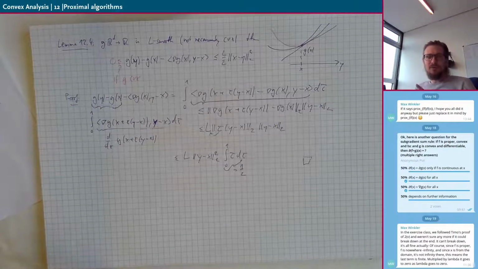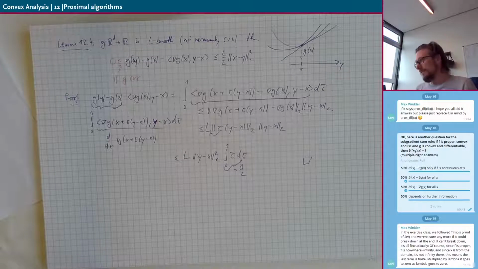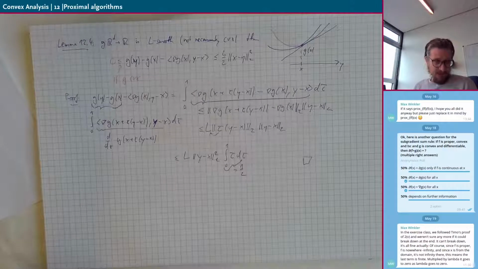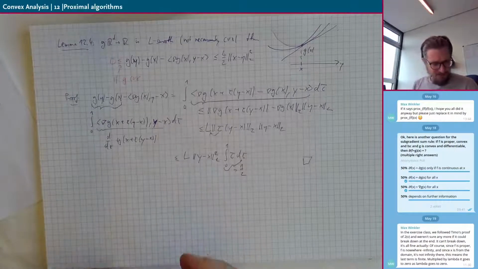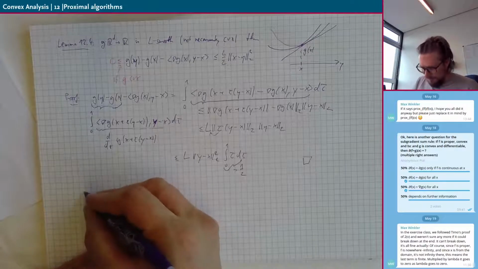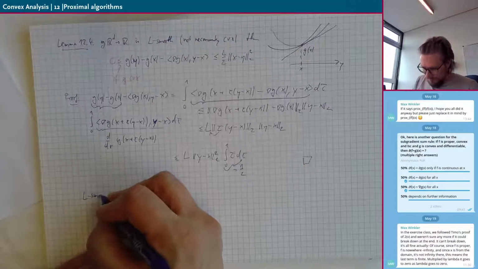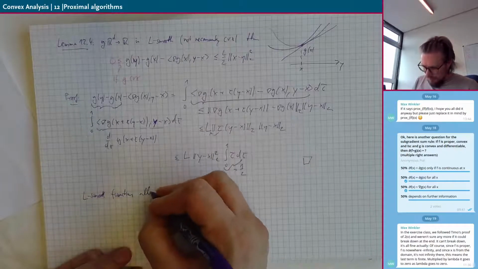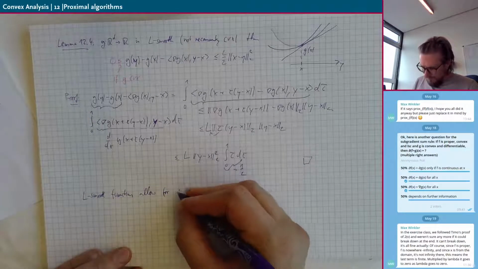And this was something we could not do for the subgradients. So for subgradients, you cannot guarantee that if you move into the direction of a negative subgradient, you get a descent, at least not without further checking of something. But for L smooth, it's simple. And how does that work? So L smooth functions allow for simple descent steps.